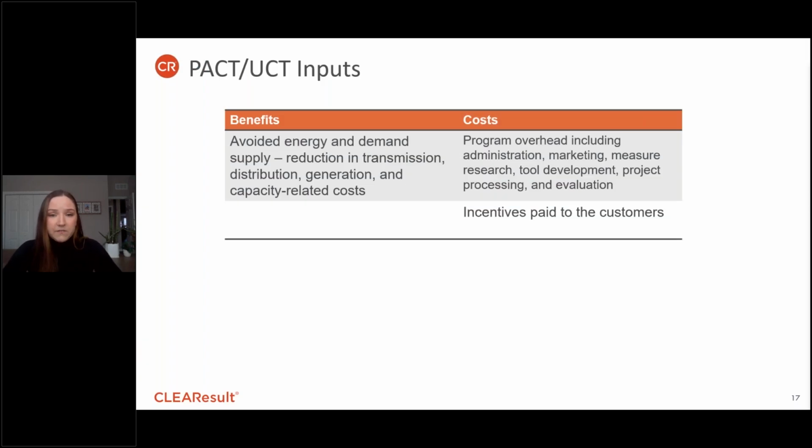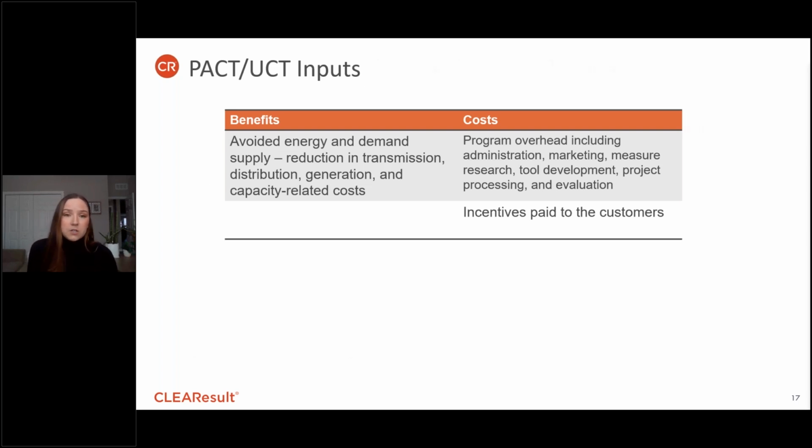So going into our benefits and costs, our benefits for this test, again, are avoided energy and demand costs, or a reduction in transmission, distribution, generation, those capacity related costs. And then our costs are going to be program overhead, again, our admin, marketing, evaluation, and then also incentives paid to the customer. So incentives do play into this benefit cost ratio as opposed to the TRC.